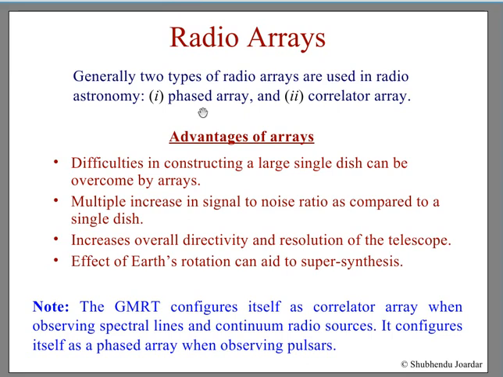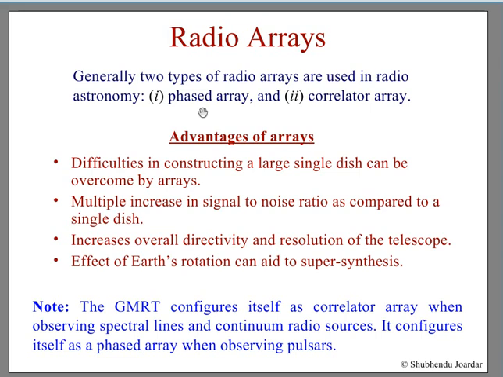One of them is called the phased array, another is the correlator array. Array means a combination of more than one antenna. Phased array means when antenna outputs are phased and combined, they are called phased arrays. And correlator array, as you see, you correct the phase, multiply, and then integrate. That sort of combination is a correlator.